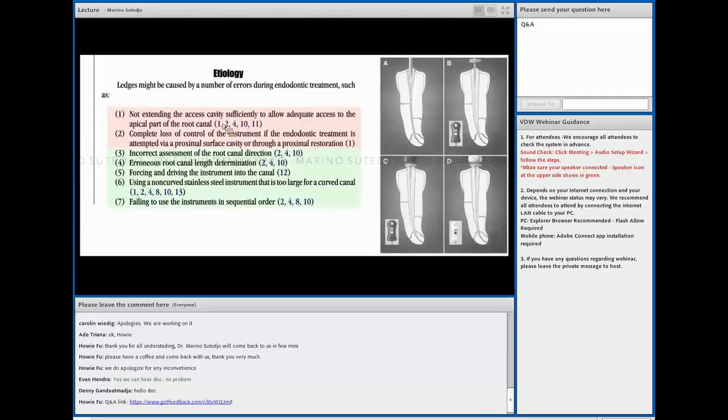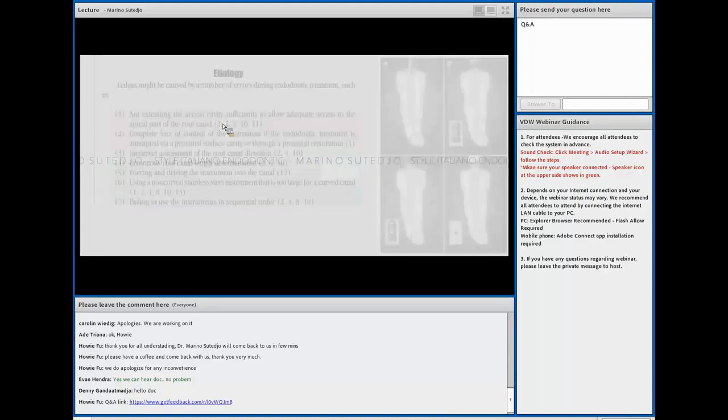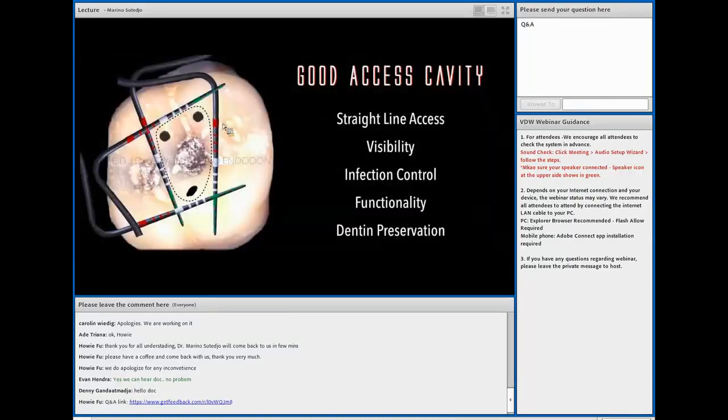We don't have sufficient room to see and to control our instrumentation. So the problem of ledges may look like an error in our instrumentation, but actually, before our instrumentation, we need to create our access cavity. And because of access cavity problems, we can create instrumentation problems. So what is actually a good access cavity?